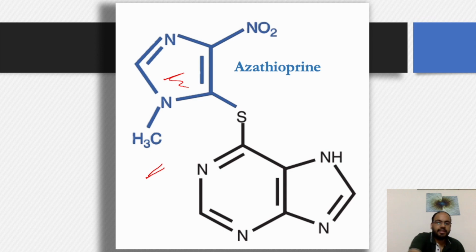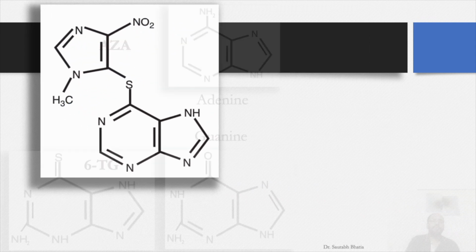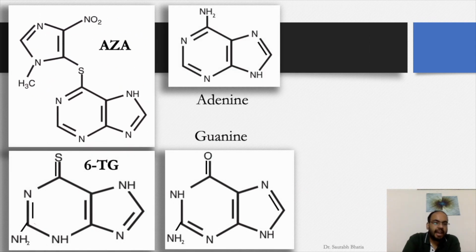If we see subsequent structures, azathioprine gets converted to 6-thioguanine. You can see the similarity in structure, and also the similarity of 6-thioguanine to 6-mercaptopurine.